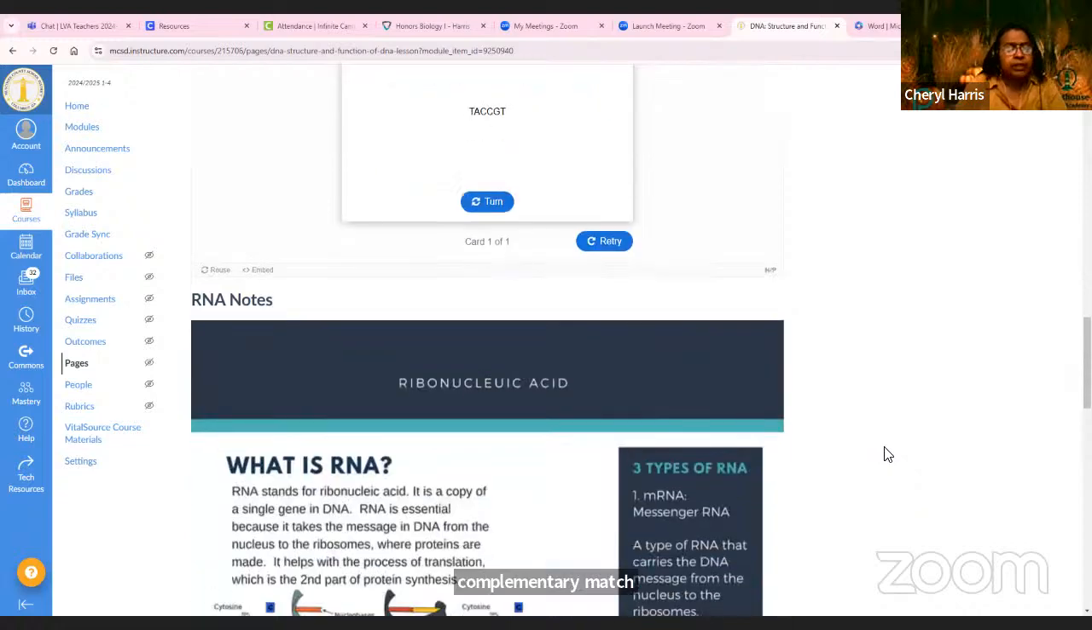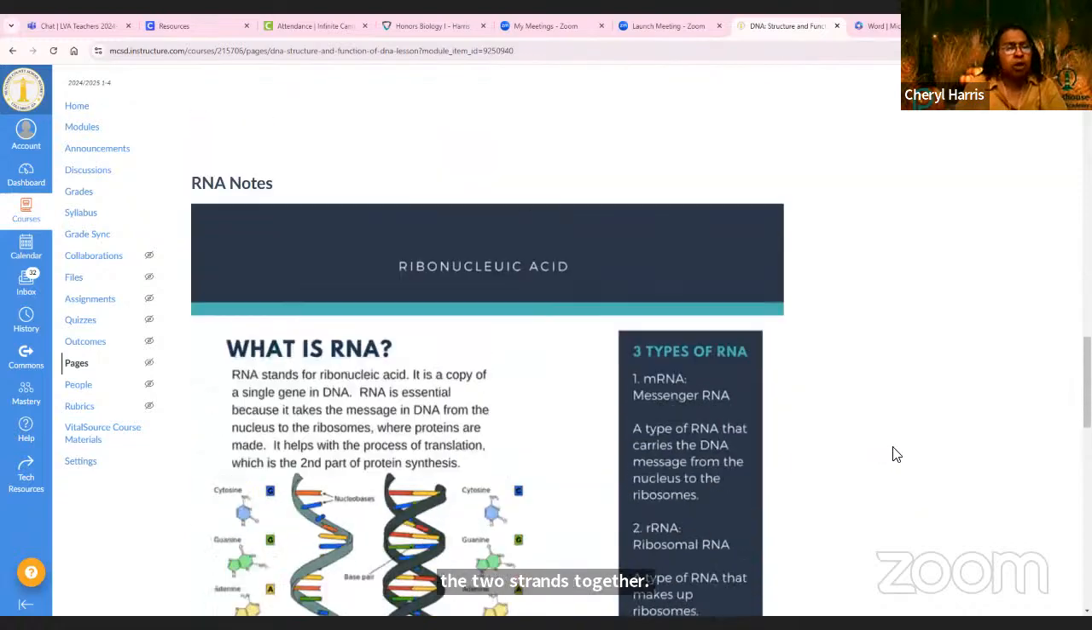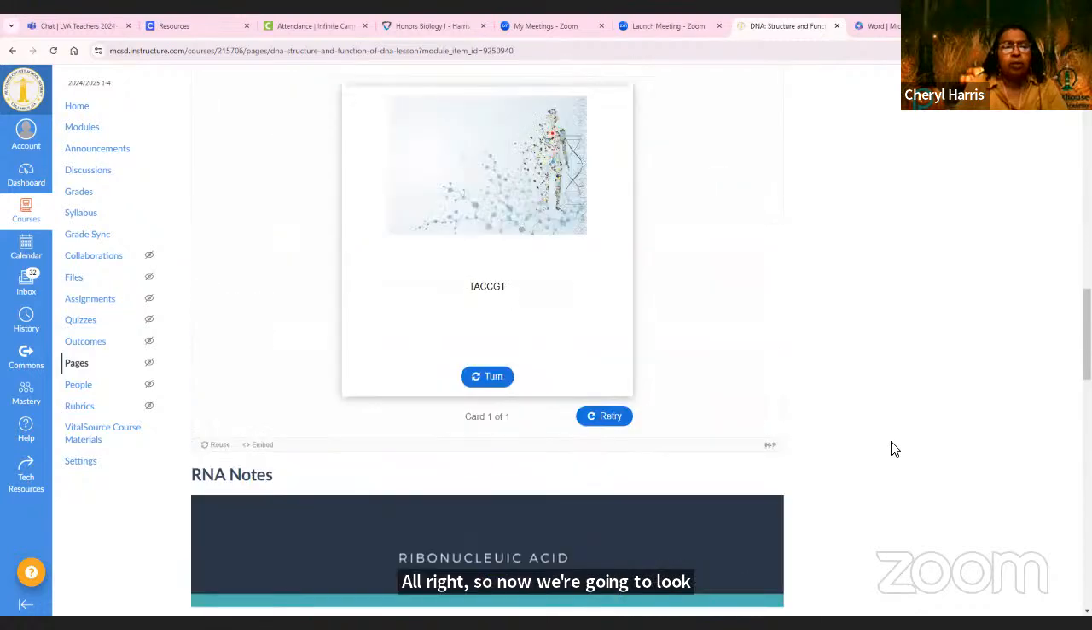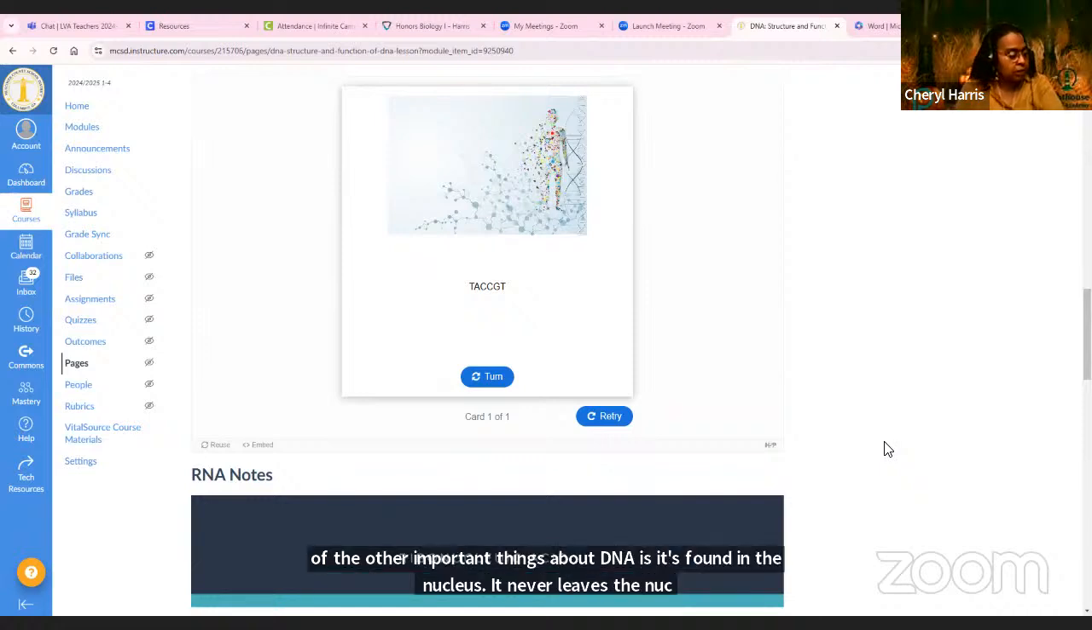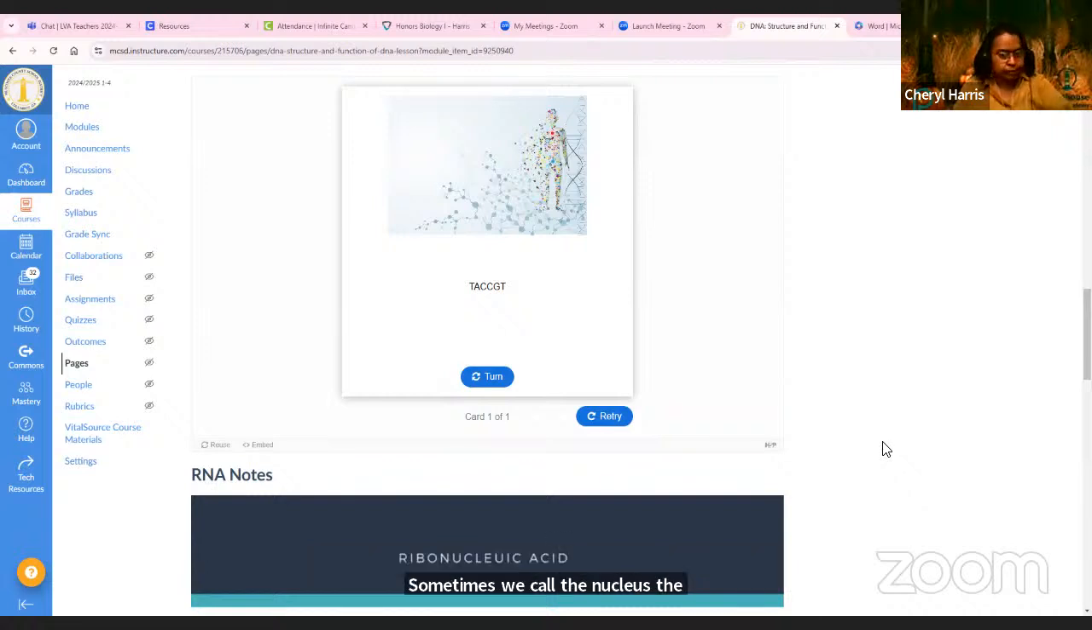All right, so now we're going to look at what is RNA. One of the other important things about DNA is it's found in the nucleus. It never leaves the nucleus. Sometimes we call the nucleus the brains of the cell, or the boss's office. But this boss never comes out of his office.